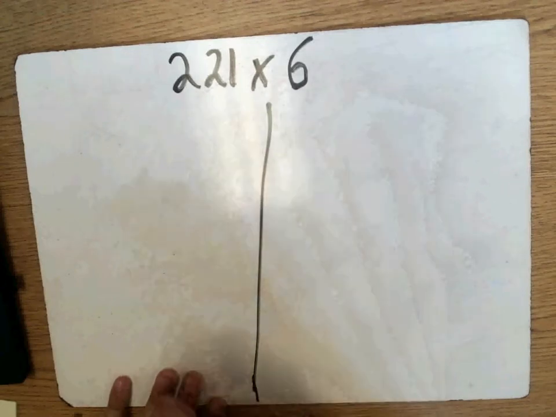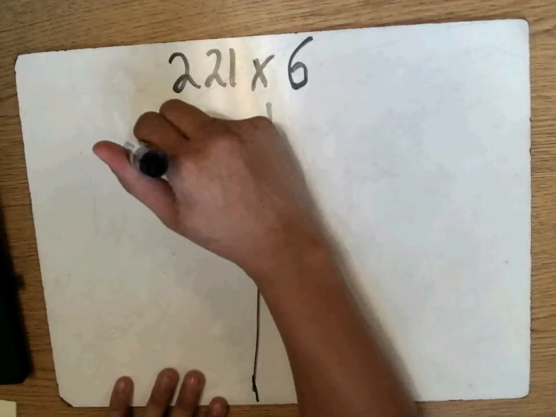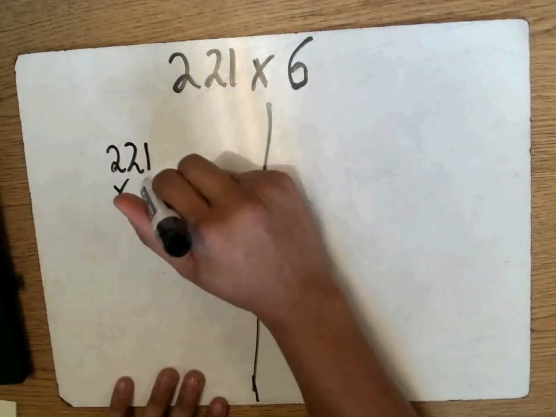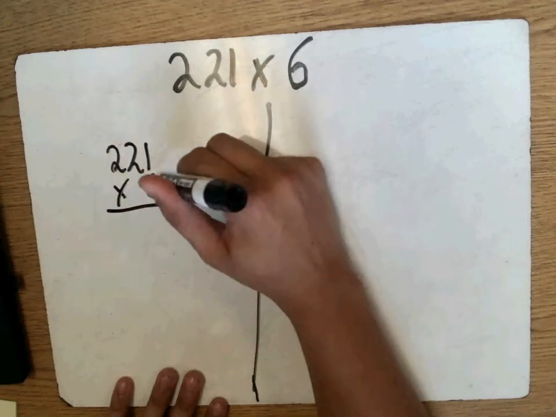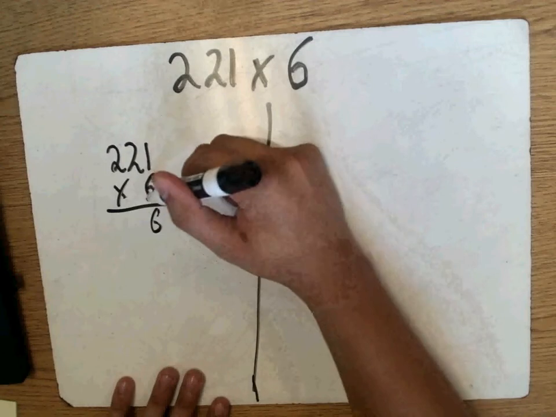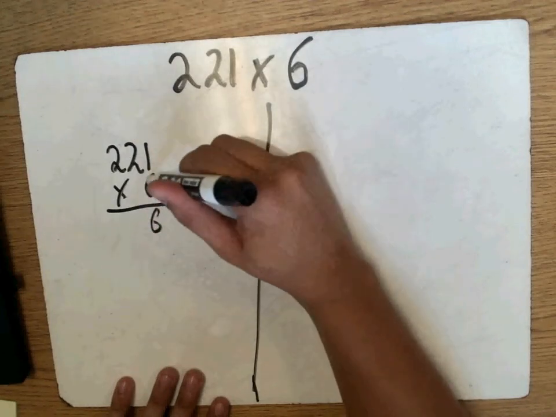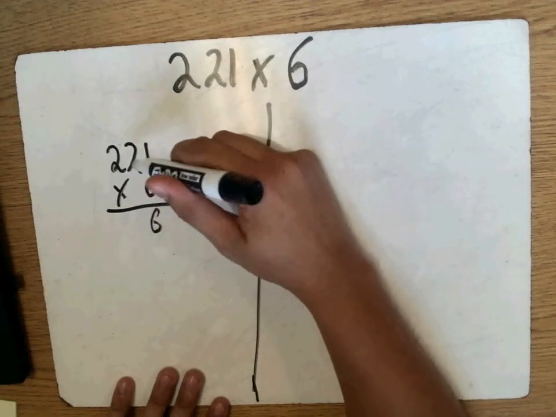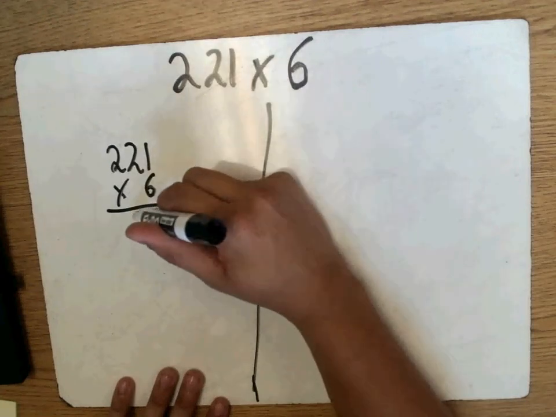So I'm going to do 221 times 6. Again, it's very important that your student line up that place value in the ones place right there. So 6 times 1 is 6. I'm done with my 1s times my 1s. I'm going to move to my 1s times my 10s. 6 times 2 is going to be 12. I'm going to drop that 2.